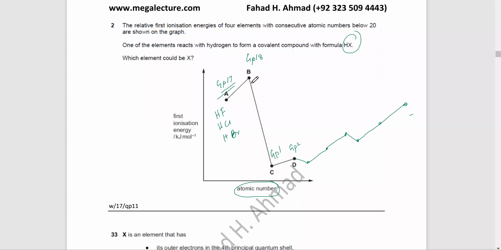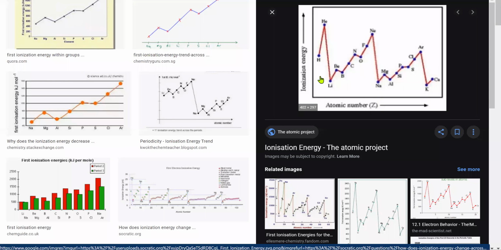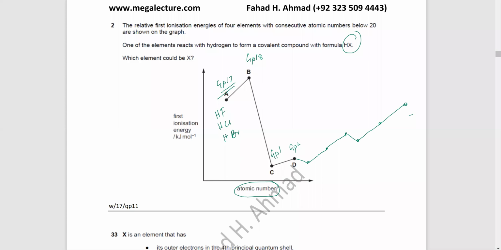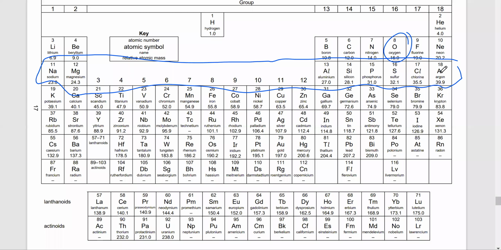So remember this across a period, this is very important. Where is the graph? Across the period, you move, it rises, and then the next period starts. So if it's consecutive atomic number, there's going to be a fall once you switch a period. Why is there a huge fall? Because once you reach this end, there's another shell added. You move to the next period.